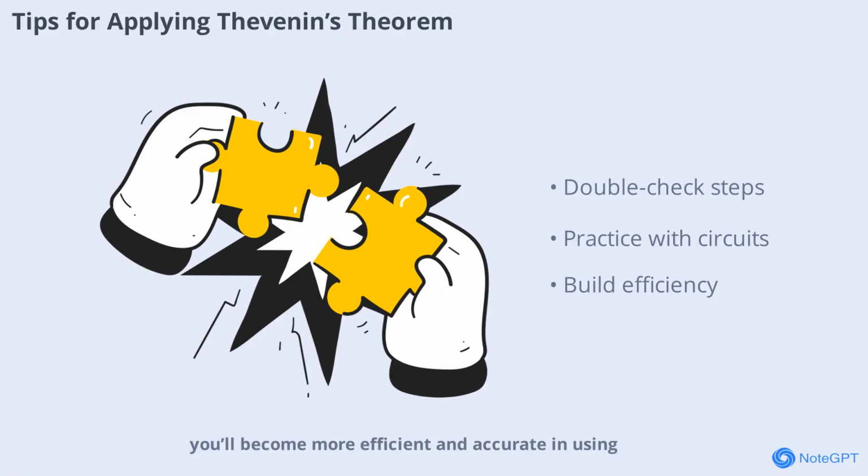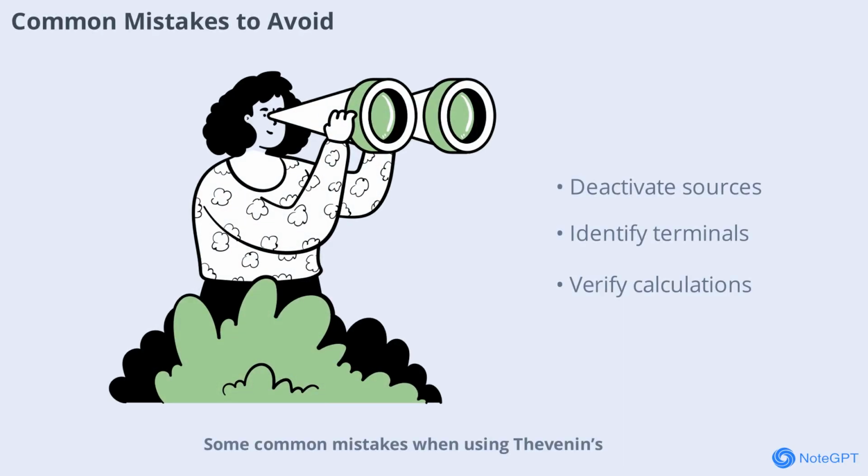Over time, you'll become more efficient and accurate in using Thevenin's theorem for a wide variety of problems. Some common mistakes when using Thevenin's theorem include forgetting to deactivate sources, misidentifying terminals, or incorrectly calculating resistance. Always follow the correct procedure and verify your results. If something doesn't seem right, go back and check each step. With practice, you'll avoid these pitfalls and become proficient in circuit analysis.